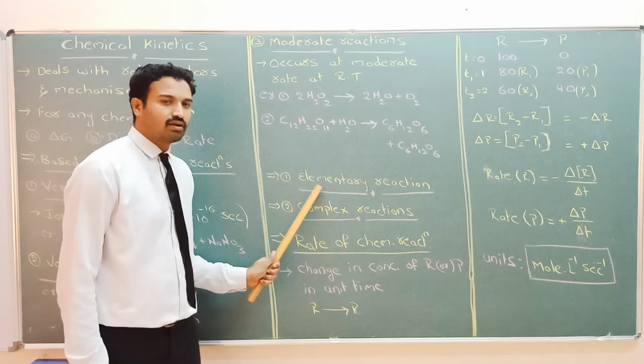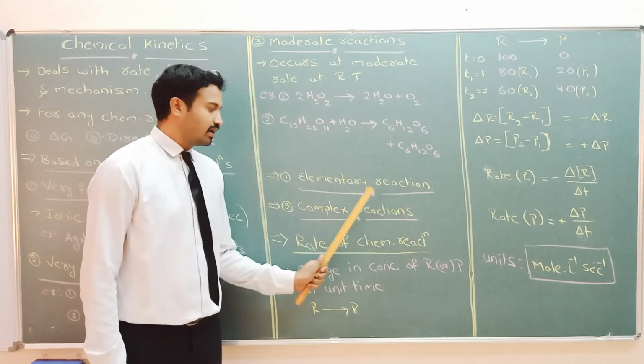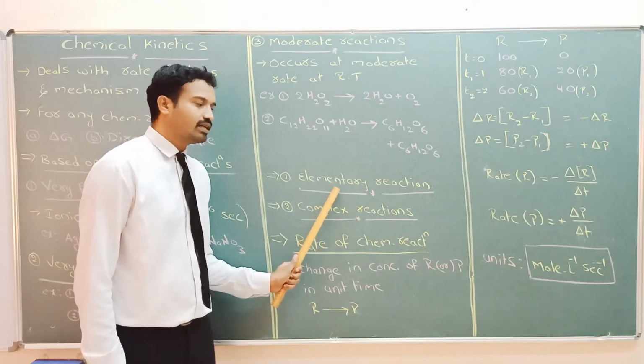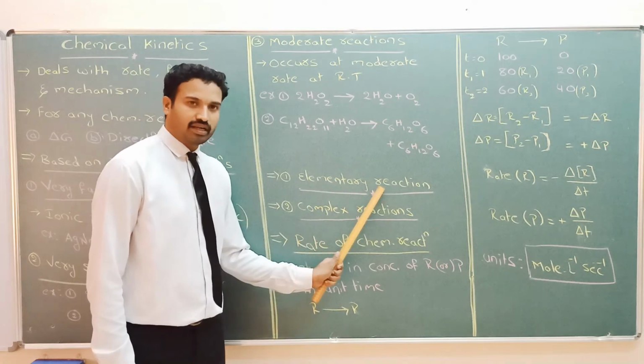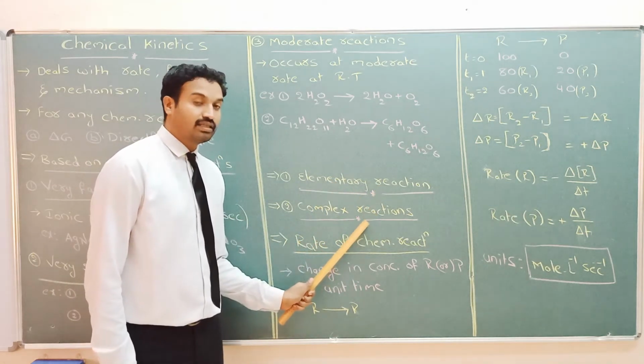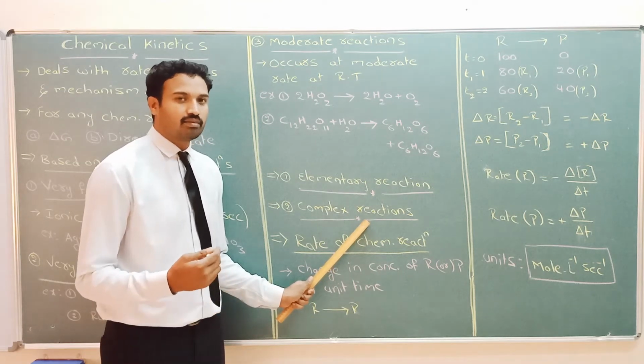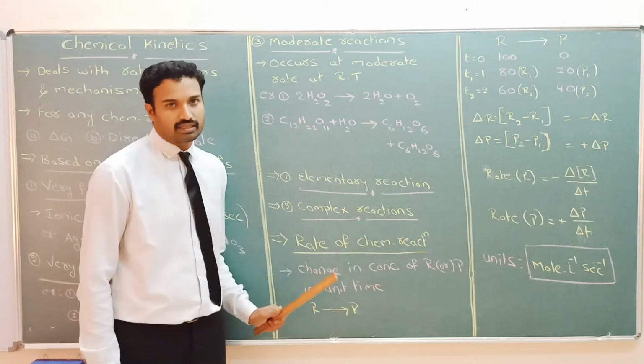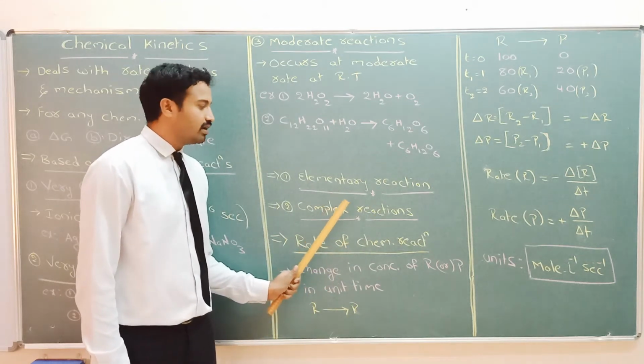Simple reactions are called elementary reactions. Complex reaction means multiple step reaction. Single step reactions are called elementary reactions. If the reaction is not completing in one step, that is called a complex reaction.